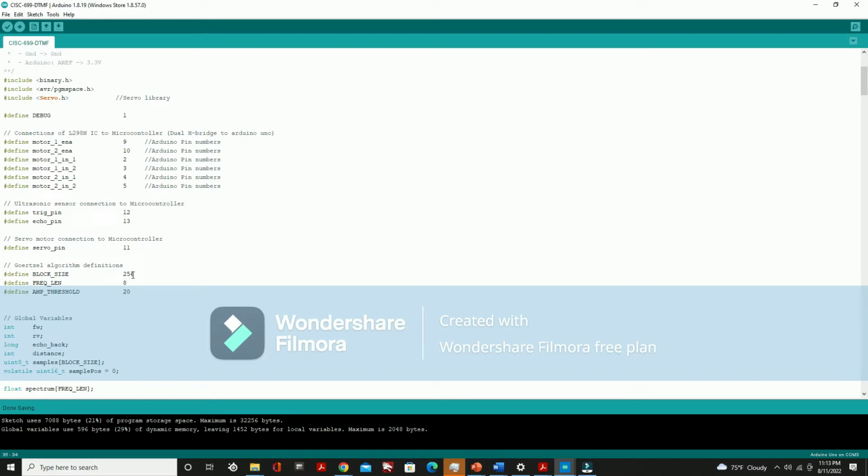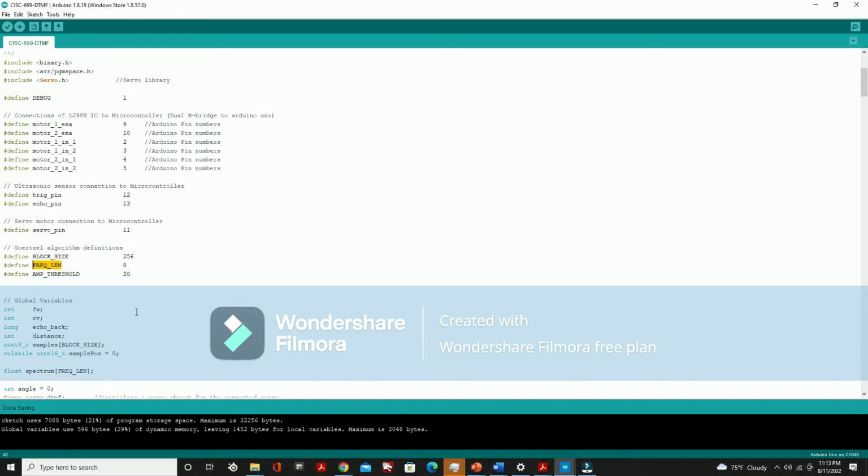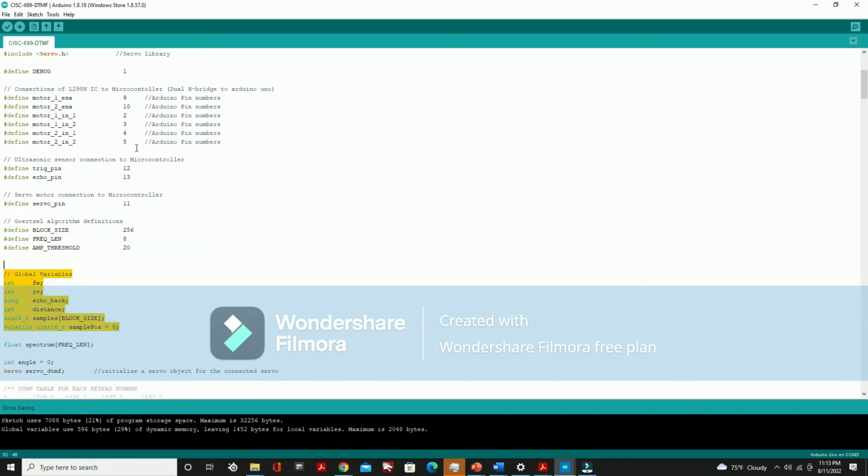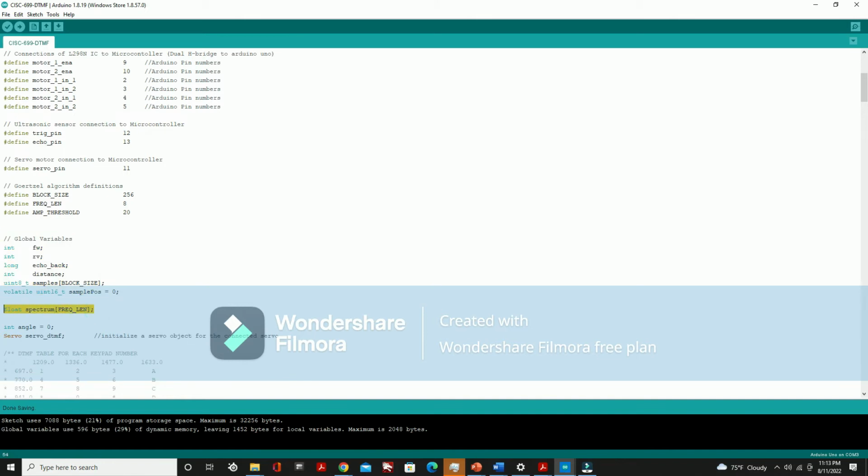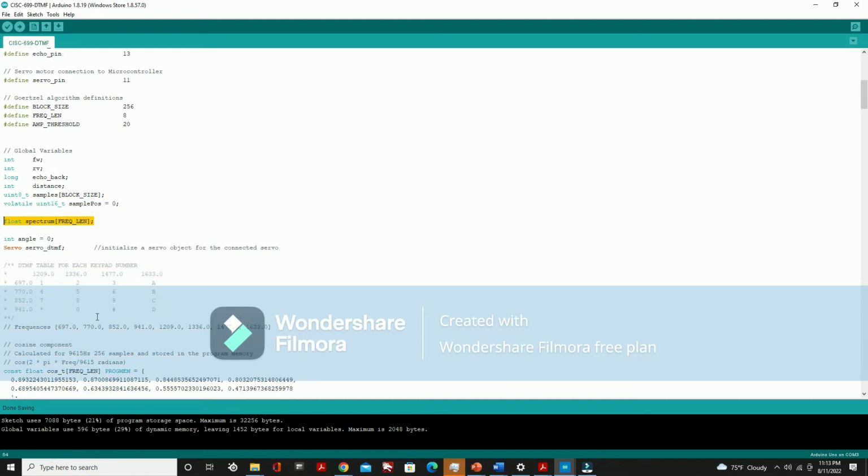The block size I have set to 256 samples, the amplitude threshold I have set to 20, and the frequency length is 8. I'll explain this further when I go through the code. These are the global variables I have used throughout the code. This global variable refers to the frequency spectrum I'm going to capture from the mic using the analog to digital converter of the Arduino. I've instantiated a servo motor class.